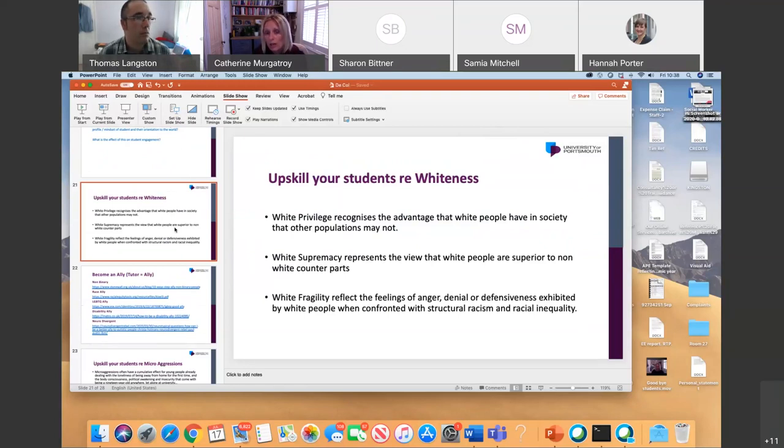White privilege recognises the advantage that white people have and other people may not. White supremacy represents the view that white people are superior to non-white counterparts, and that view, I think, is currently held by the President of the United States. So it's a very real phenomenon. White fragility, which we may encounter in our classrooms, reflects the feelings of anger, denial, or defensiveness exhibited by white people when confronted with issues of structural racism and racial inequality.